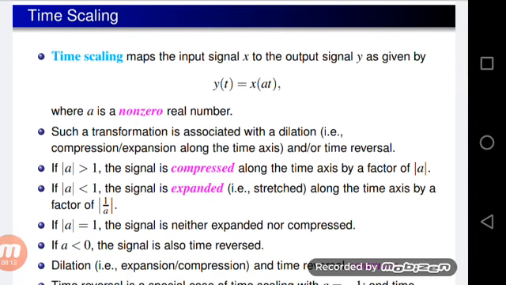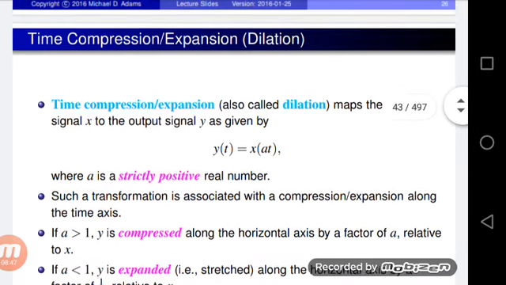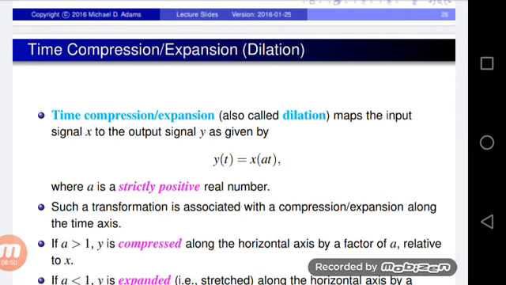Next, one of the major important topics, time scaling. Time scaling maps the input signal x to the output signal y. That means the function y of t equals x of at, where a is a non-zero real number. In the case of time expansion, a is a strictly positive real number.